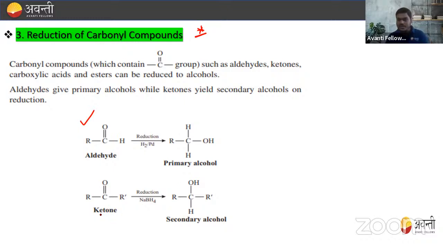Similarly, the reduction of a ketone takes place in the presence of NaBH4, and this converts it into a secondary alcohol. So always remember, an aldehyde is reduced to a primary alcohol, and a ketone is reduced to a secondary alcohol. By the reduction of carbonyl compounds we can prepare alcohols, by reducing aldehydes and ketones.